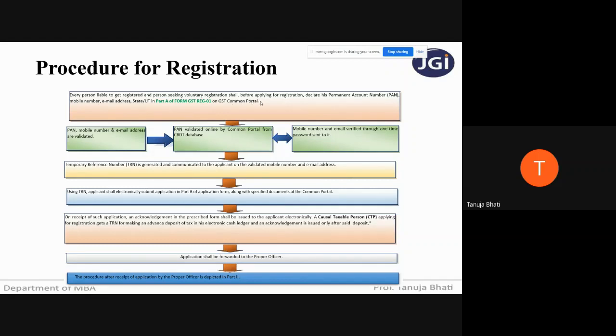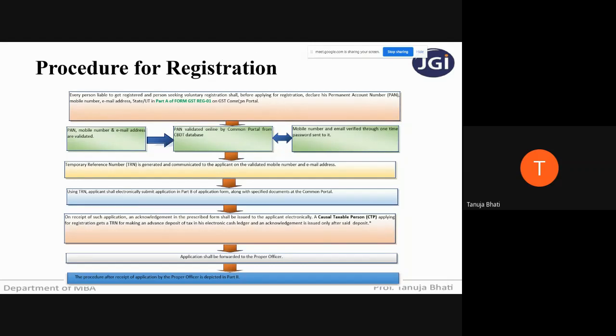Now let us understand this. Suppose I am providing services, my turnover has exceeded 20 lakhs. That is the first case. Second case, I am providing taxable services, but my turnover is only 5 lakhs. But still, I'm interested in getting myself registered under GST. I'm not mandatorily required because my turnover is only 5 lakhs, it is not exceeding 20. But still, if voluntarily I want, I can take GST registration.